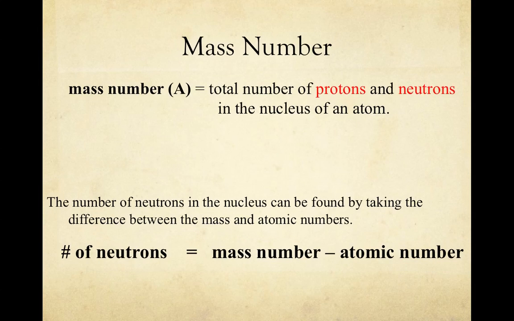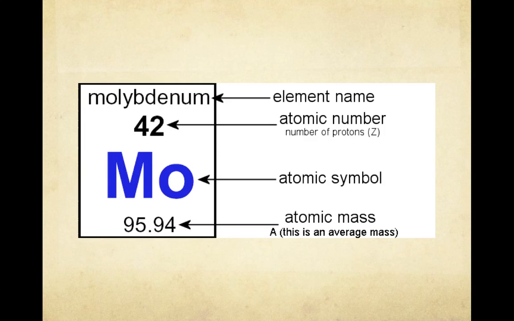Okay, next is mass number. Mass number, which is capital A, is the total number of protons and neutrons in the nucleus of an atom. And so the number of neutrons in the nucleus can be found by subtracting the atomic number from the mass number, because the mass number is the total protons and neutrons, and the atomic number is just protons. I know where to find all this stuff.